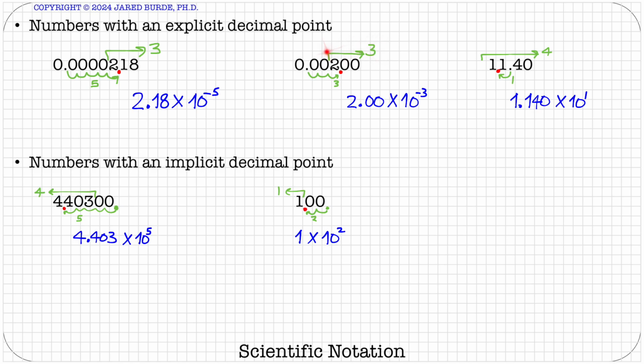Lastly, note how I've shown my procedure here. I've shown the identification of the significant figures. I've shown the moving of the decimal point. This is the correct process for you to demonstrate your understanding of how to write numbers in scientific notation.